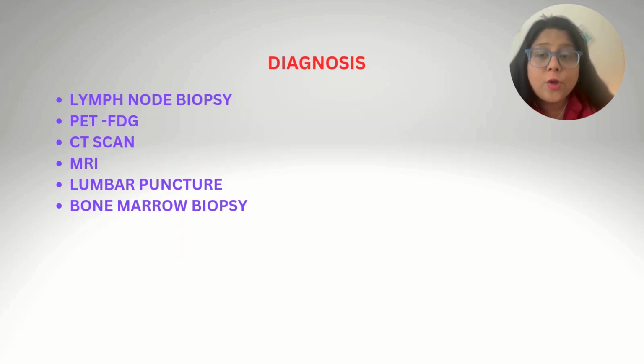For diagnosis of Hodgkin's lymphoma, lymph node biopsy is done, in which presence of Reed-Sternberg cells is very important. Other scans which can be done to detect the extent of lymphomas are PET scan, CT scan, MRI scan, lumbar puncture, bone marrow biopsy, etc.